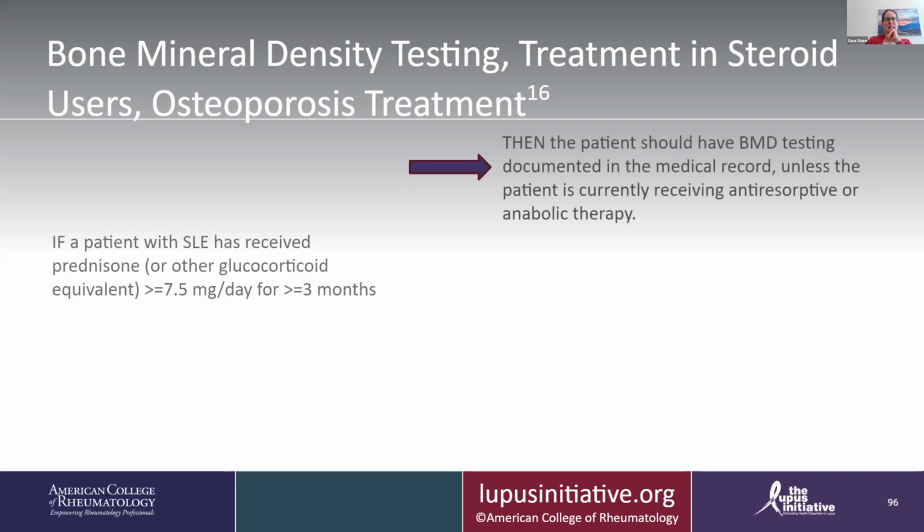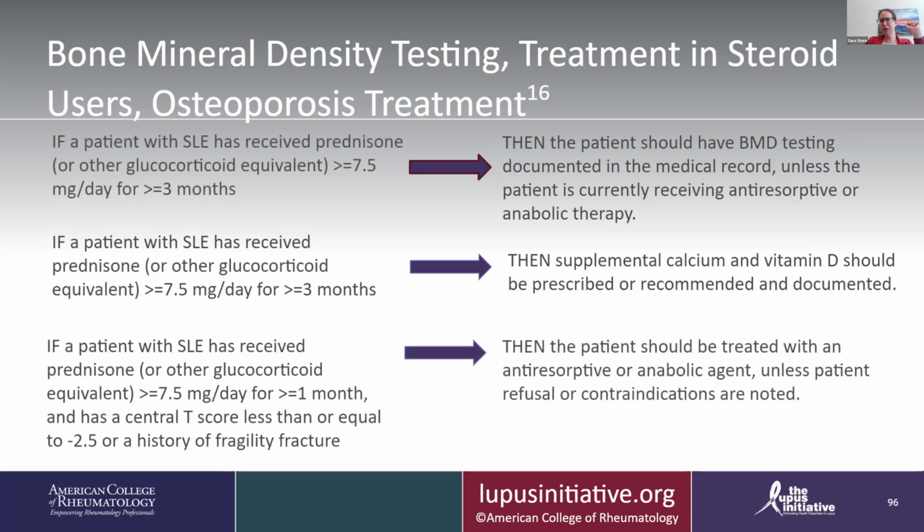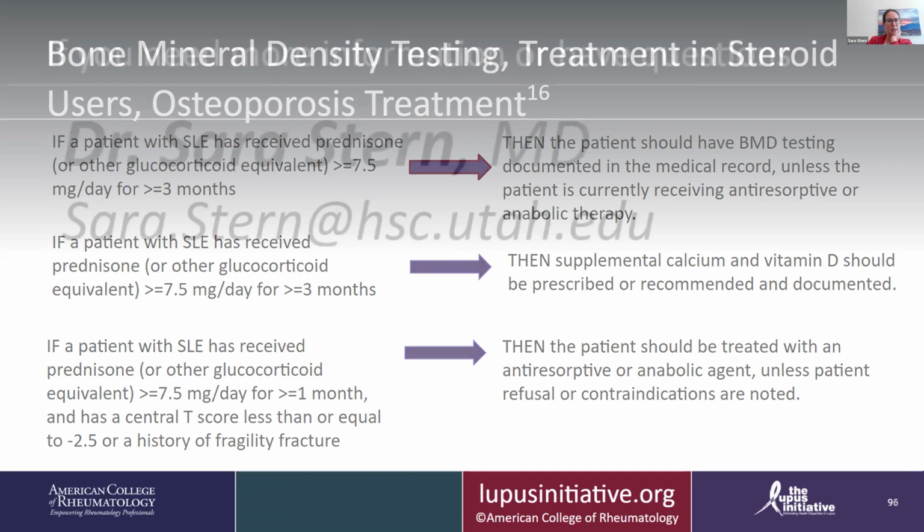Bone density testing and osteoporosis. So this slide, oh, there we go. If they're on steroids at more than 7.5 milligrams for greater than or equal to 3 months, at some point they need bone density testing. And if they are on that same dose, they need supplemental calcium and vitamin D. And if they have a history of a pathologic fracture or a T-score less than or equal to -2.5, they probably should be on some agent to help with bone strengthening, unless they refuse or it's contraindicated.